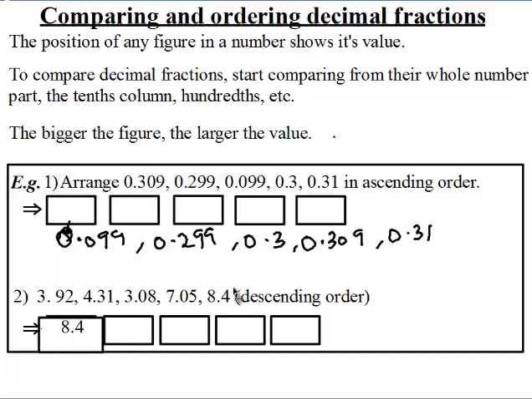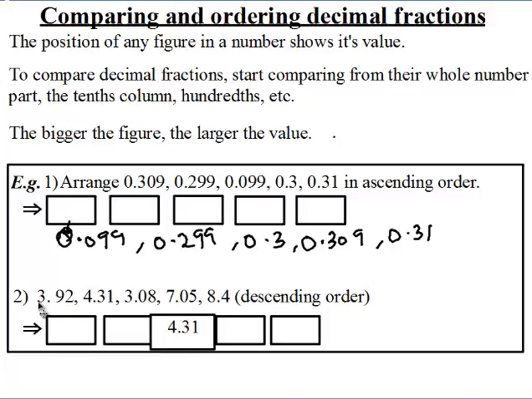Now let's move on. From 8.4, we have 7, 3, 4, and 3. So obviously 7.05 is the next biggest number. Then we have 3, 4, and 3. So 4 is bigger than 3 and 3. So 4.31 is the next biggest number.